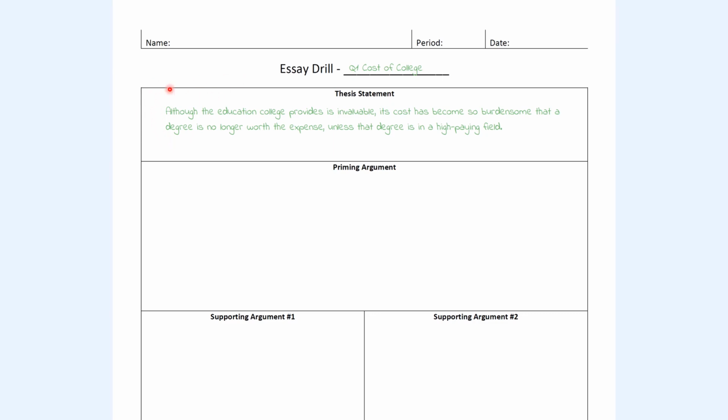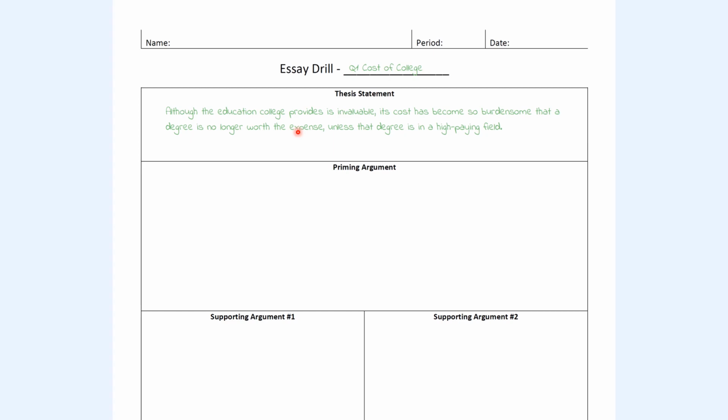So here's my thesis. Although the education college provides is invaluable, its cost has become so burdensome that a degree is no longer worth the expense, unless that degree is in a high-paying field. All right, so buried within here, I have my primary claim. Its cost is no longer worth the expense.